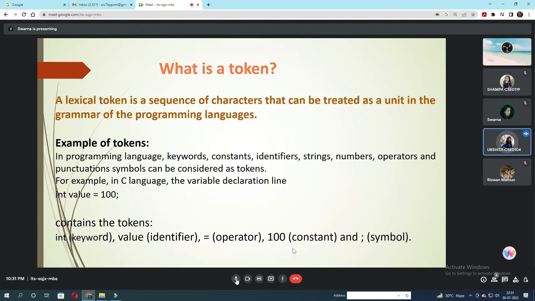Next we come to what a token is. A lexical token is a sequence of characters that can be treated as a unit in the grammar of the programming languages. Examples of tokens in programming languages are keywords, constants, identifiers, strings, numbers, operators, and punctuation symbols. For example, in C language, the variable declaration line int value = 100. Here the tokens are the int keyword, the identifier value, the equal to operator, 100, and the semicolon.